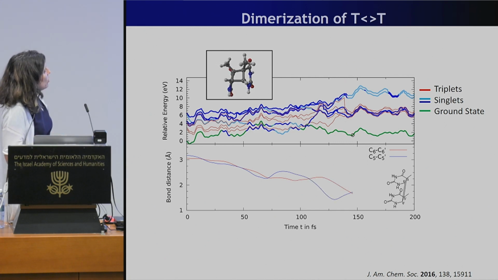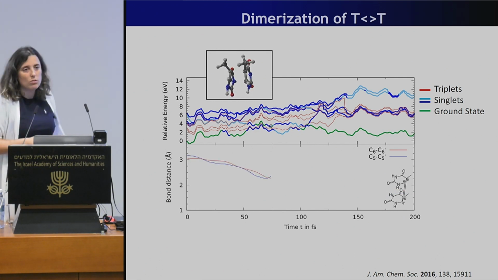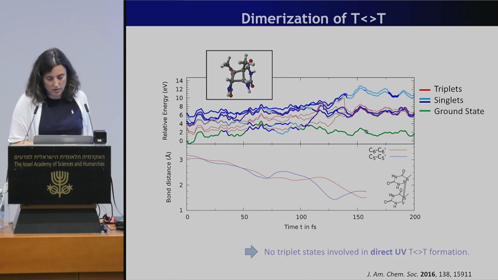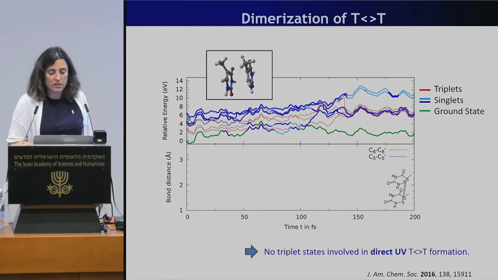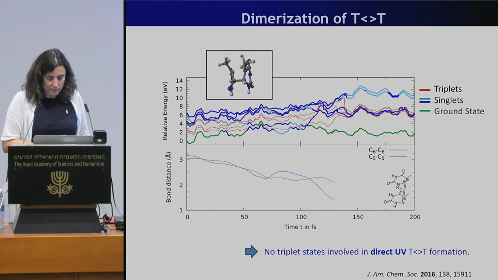If you pay attention to the colors, the singlets are blue, the triplets are red. Many triplets are close to the singlets, but you never go to the triplets. None of the trajectories show that. So we concluded that there were no triplets involved in the direct formation of this thymine dimer.